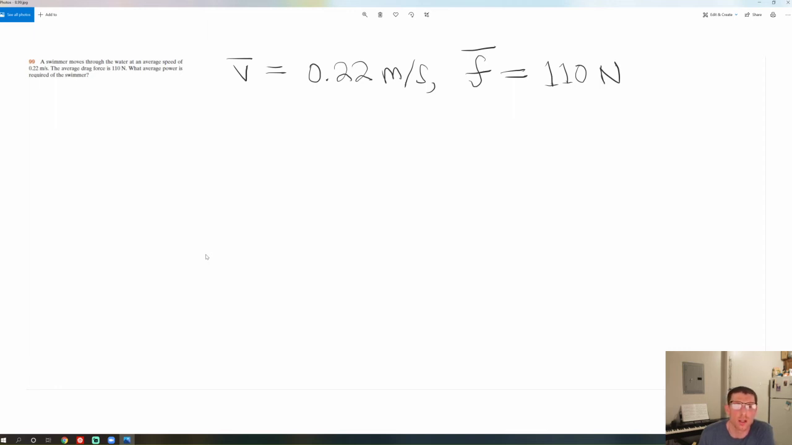So this is going to involve, well, let me read this problem first. I realize I didn't do that. This is problem number 99 from chapter 8, in case you can't see the tiny text. It says: a swimmer moves through the water at an average speed of 0.22 meters per second. The average drag force is 110 newtons. What average power is required of the swimmer? So we're going to make two diagrams here. We're going to draw the free body diagram of the swimmer.